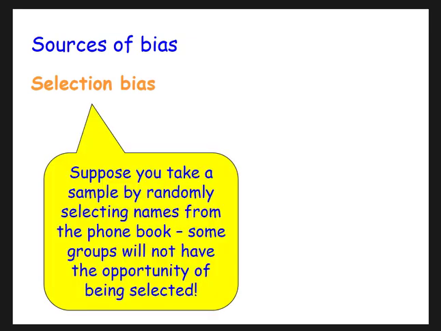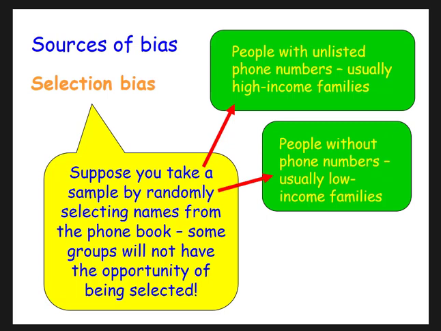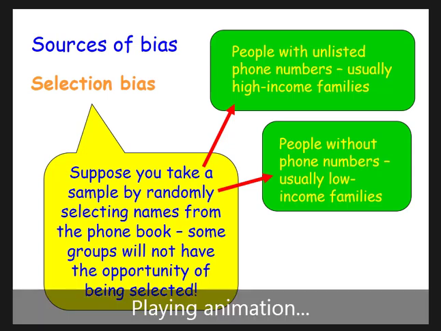Suppose you take a sample of randomly selecting names from the phone book. Some groups will not have the opportunity to be selected because they don't have a phone, so they wouldn't be in the phone book. Again, we talked about the high income families being the ones most likely to have phone numbers, or the lower income families not having phones, but higher income families most likely to have unlisted phone numbers, so they wouldn't be in the book. There we go, people without phone numbers, typically the low income families. So if you're using the phone book, you're only getting that middle range of middle income families.